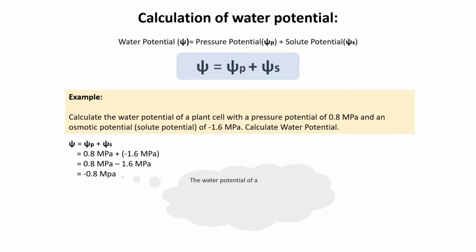The water potential of a cell is always a negative value, because cell contains solutes. Solutes make a cell more concentrated, therefore, water potential becomes a negative value.